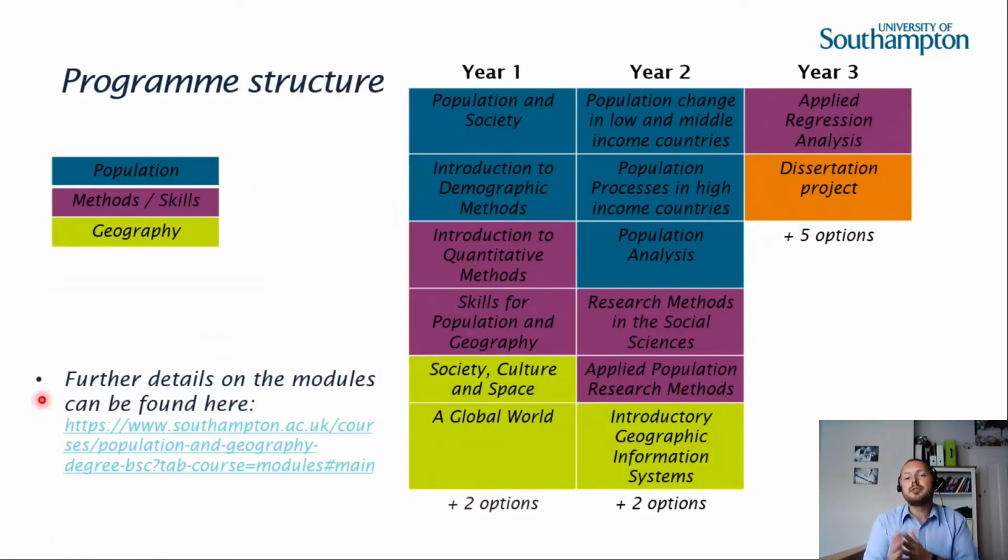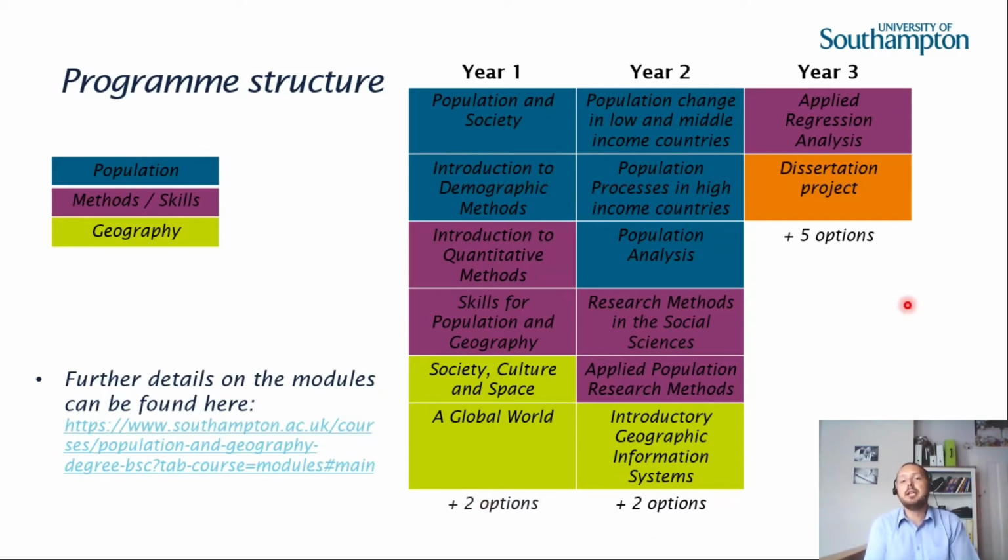So this slide gives you some idea of the kind of structure of the degree programme. You will see here that you will study 6 core and compulsory modules in your first and second year. These blue ones represent the modules which are more guided towards demography and population. The purple ones represent modules which are more about skills and methods, and these lime green ones are more guided towards the human geography side of things. So in your first and second year, you will do 6 core and compulsory modules plus 2 options.